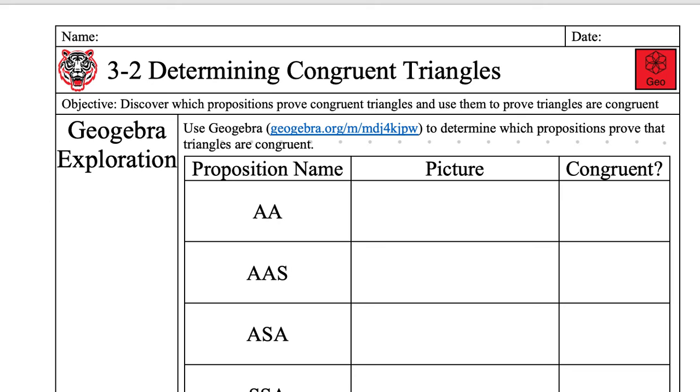Alright, today's date is Wednesday, December 4th, 2019, 12/4/19. We are on lesson 3-2, determining congruent triangles. We are right here. Wow! We have 2 lessons until our test. Our objective for the day is, Gunnar? Discover which propositions prove congruent triangles and use them to prove triangles are congruent.